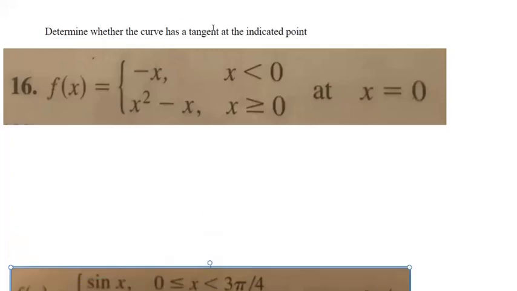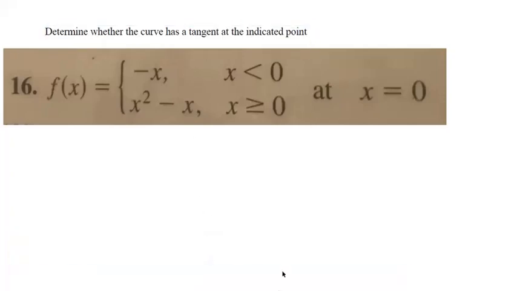Okay, we're supposed to determine whether the curve has a tangent at the indicated point, and at this point in the course, we haven't found out how to find derivatives of functions. So what you're really wondering about is, this piecewise function changes at x equals 0. On the left side, we use this function. On the right side of 0, we use this function.